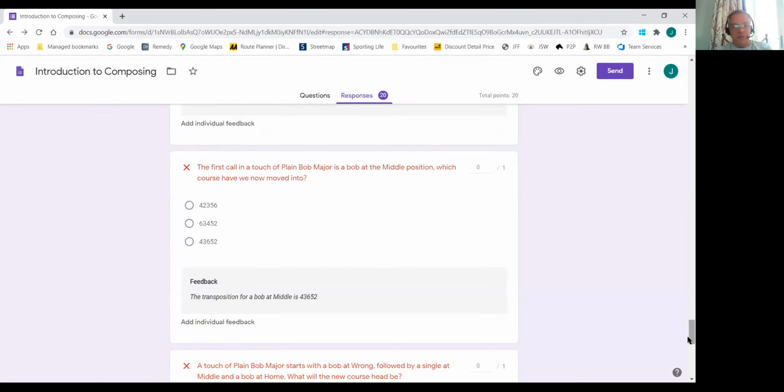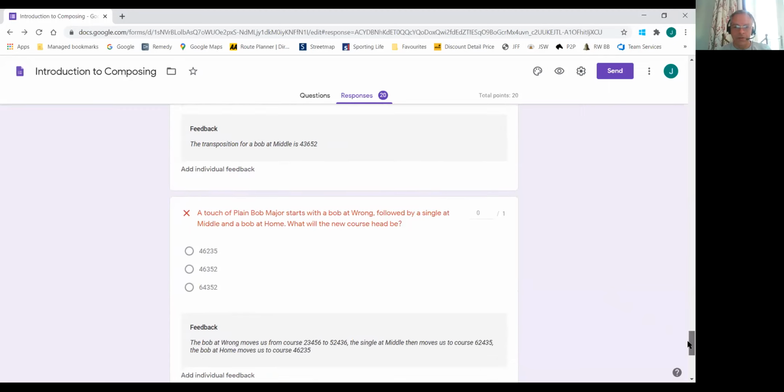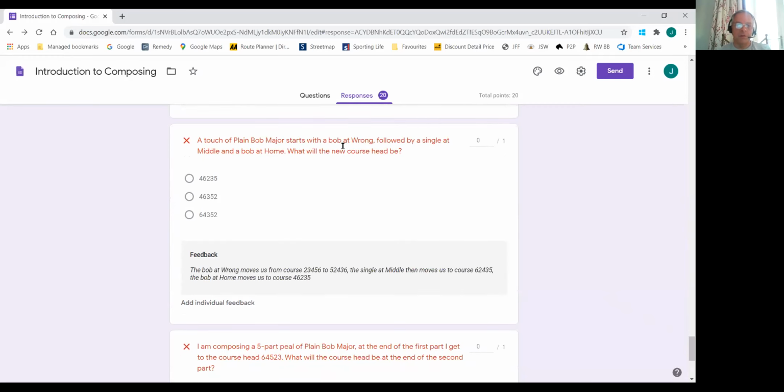Thinking about the transpositions from one course to another that happen when you call a bob at a specific position. The transposition when you call a bob at middle is to move to course 43652. So that's the answer for that one, 43652. And then looking at a combination of calls to see where you get to. So if you called a bob at wrong, then a single at middle, and then a bob at home, as the feedback shows you, we're moving first to course 52436, then to 62435, and then to 46235. So that's where we end up after that particular sequence of calls.